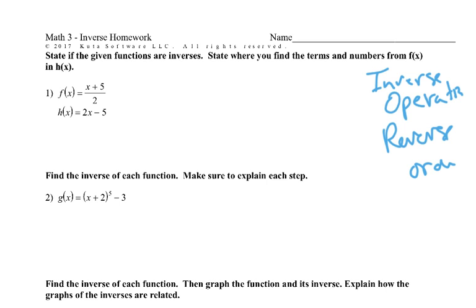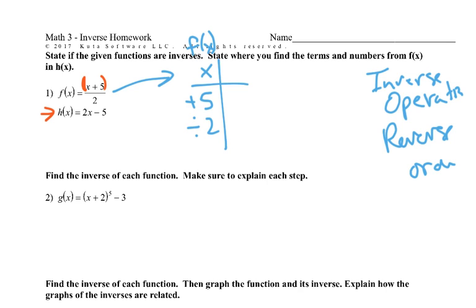Okay, so let's take a look at f of x. What's happening to x here in f of x? Well, first we would add 5. Then we would divide by 2, right? Because that works kind of like parentheses to deal with that first.